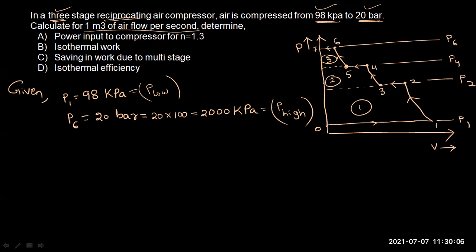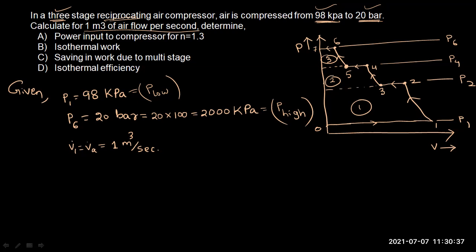So the initial volume, V1 or VA, volume of the air, is given as 1 meter cube per second. Calculate for 1 meter cube of air flow per second. So this is the volume of the air, V1, the initial volume. It is 1 meter cube per second.